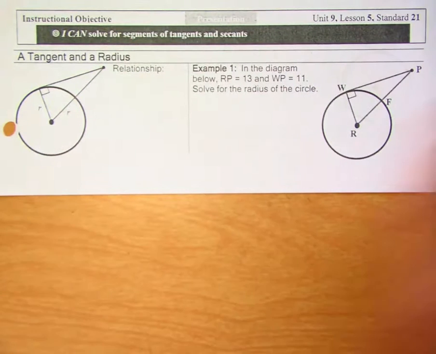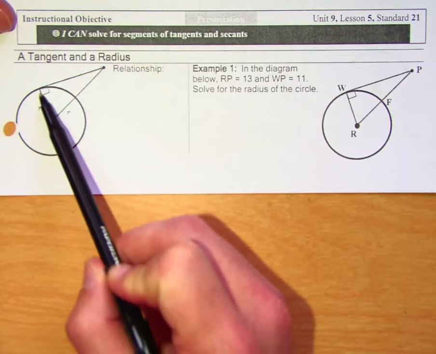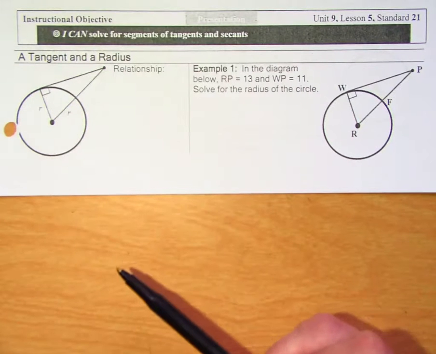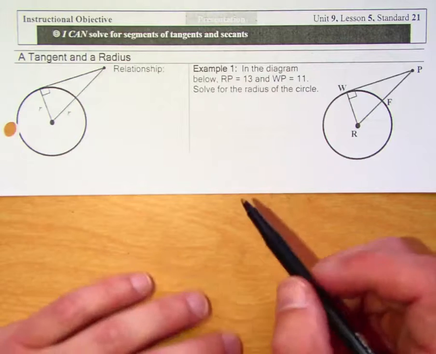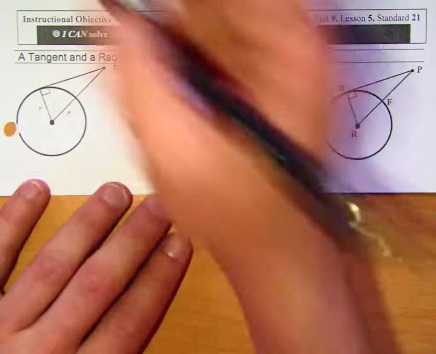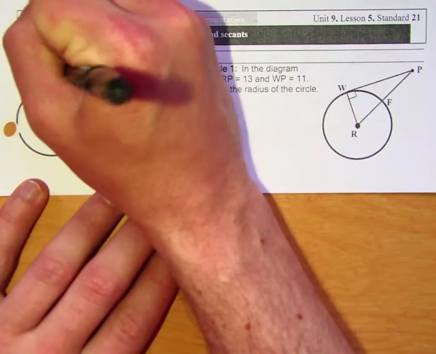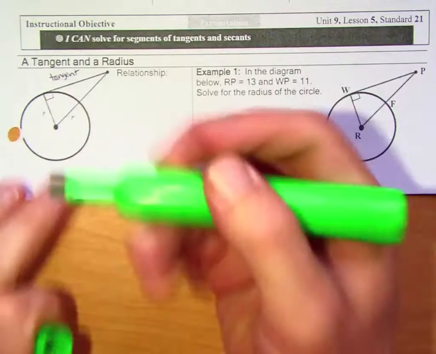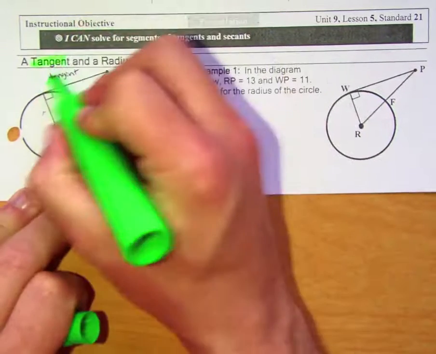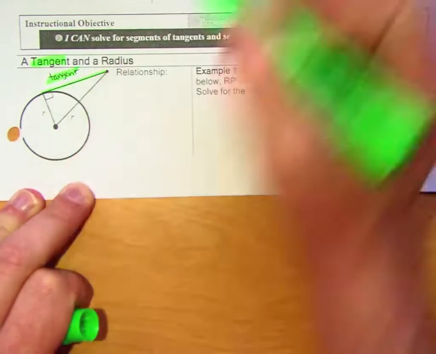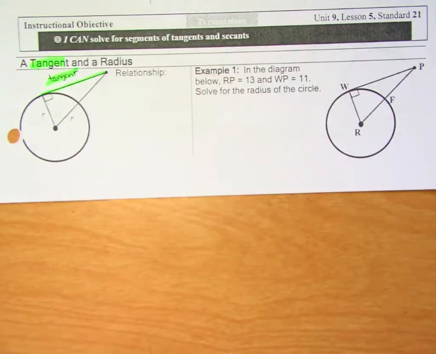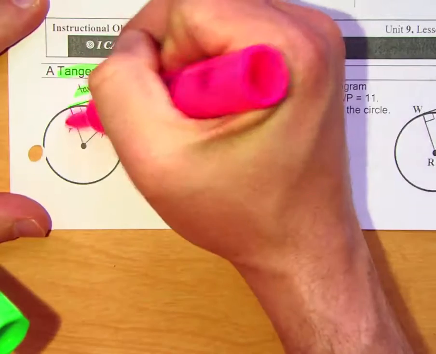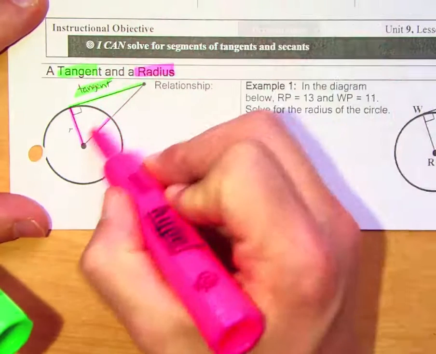Let's take a look at this though, a tangent and a radius. Here's your tangent, here's a radius, there's another radius. What is the relationship for these guys? Well, it turns out that a tangent right here, and then we can see the radius there. I'll even color code these guys. Here's my tangent, and here's my radius. Same thing right here, that's another radius.